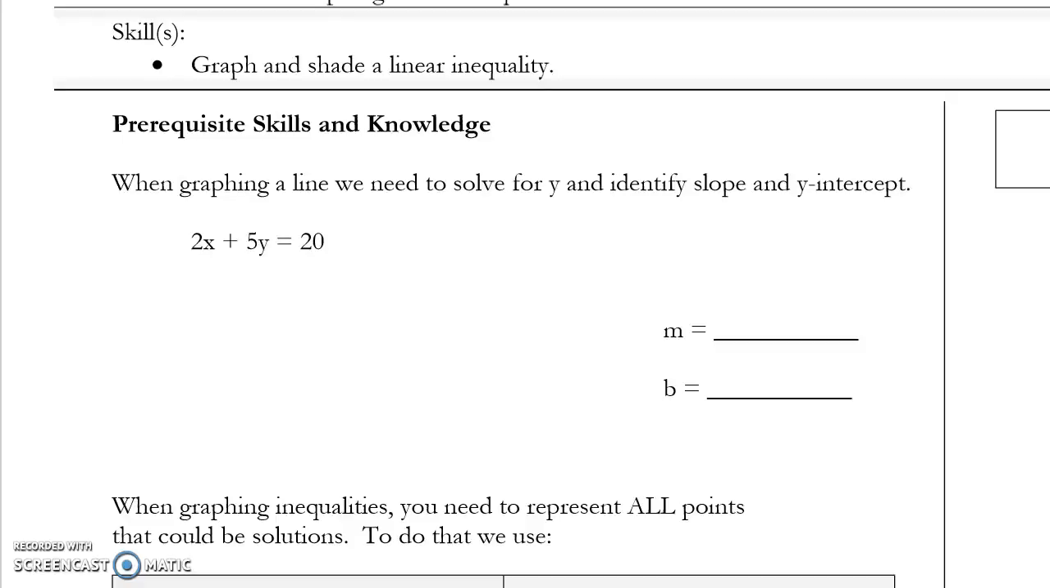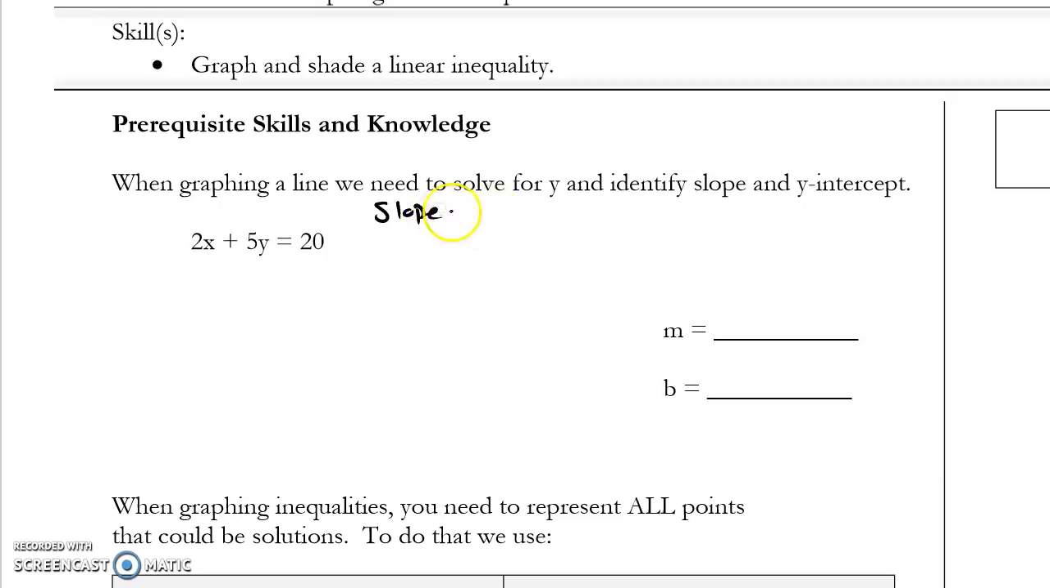So in this video we are going to study how to graph and shade a linear inequality. We've already done a lot of work this school year on graphing linear equations, graphing a line. So we're going to start by recalling some of this prerequisite material, which is how to graph a line. Most importantly, we need our equation in slope-intercept form.